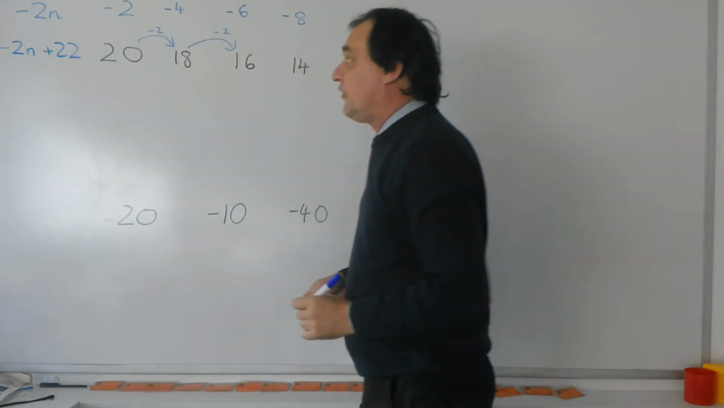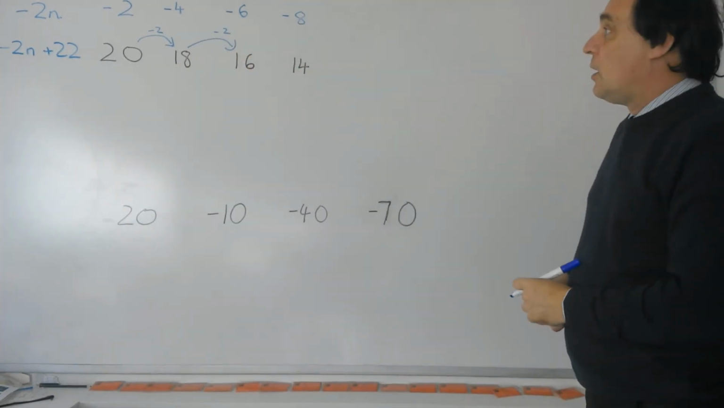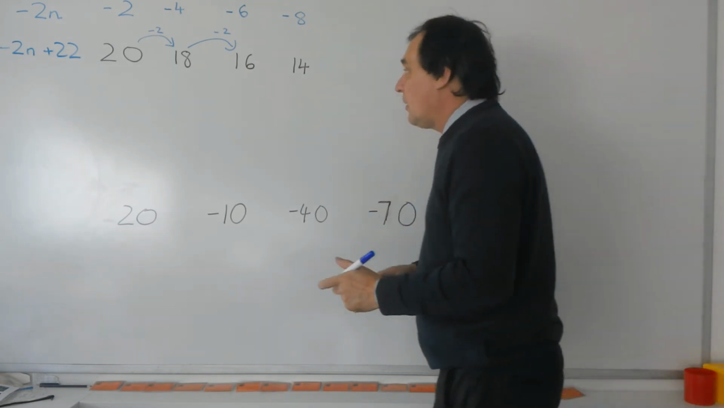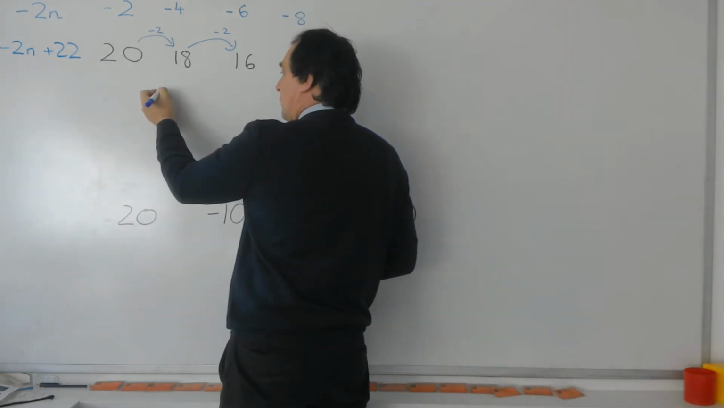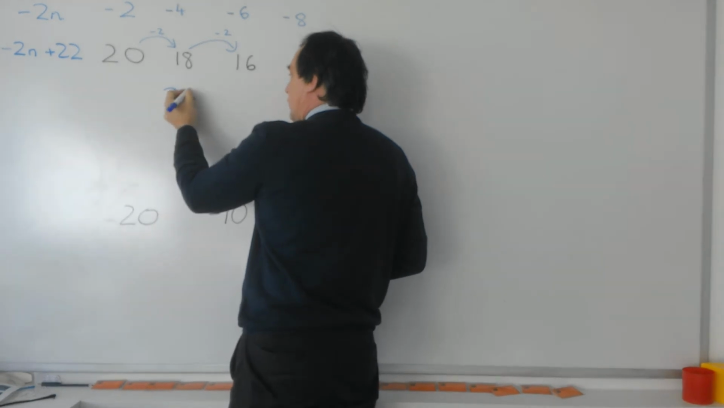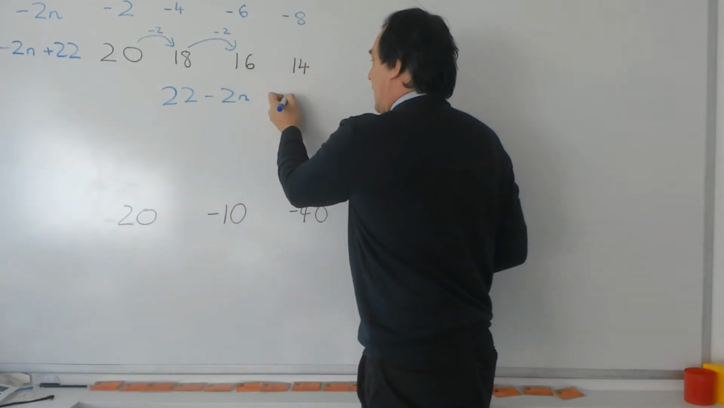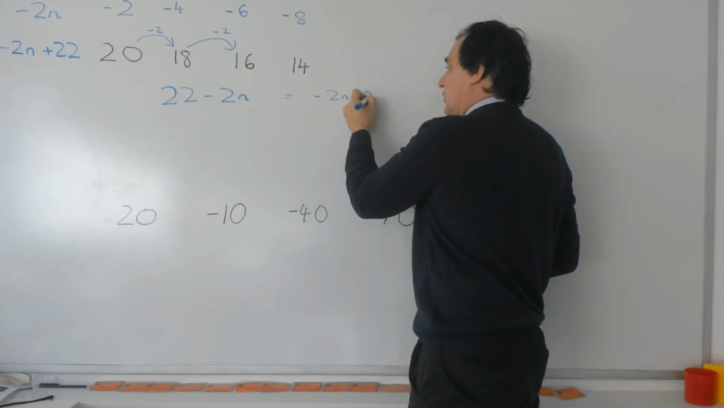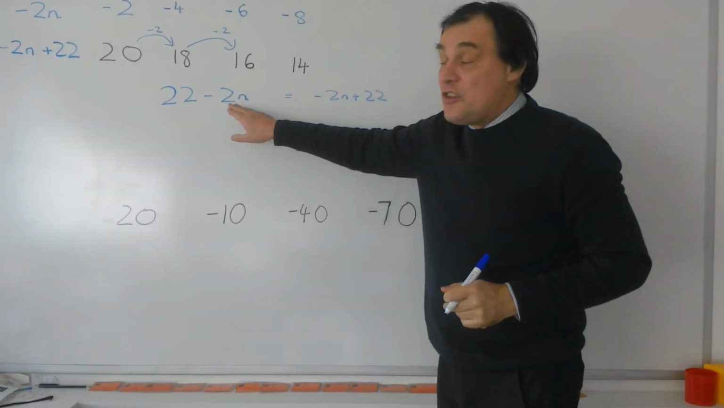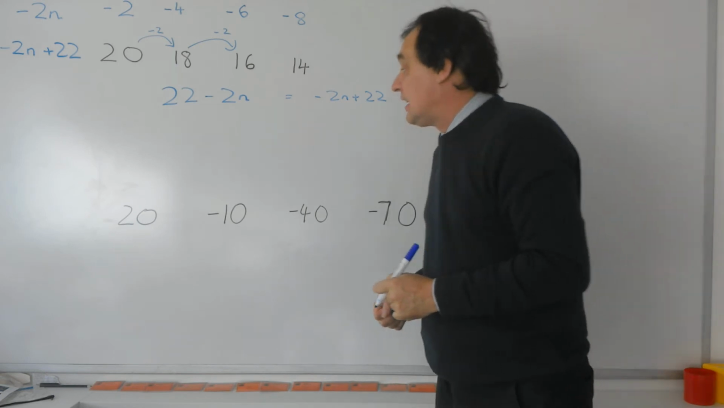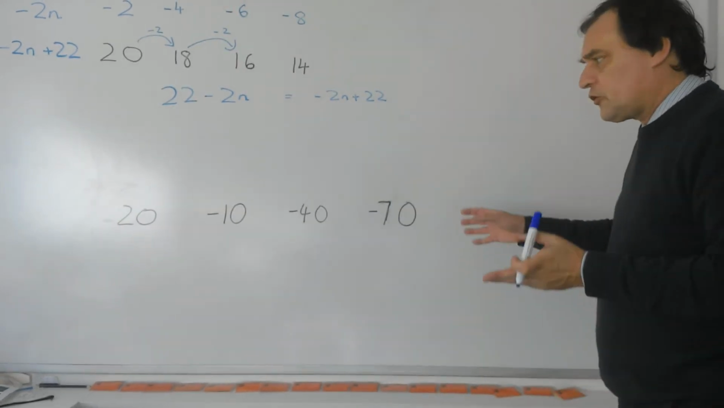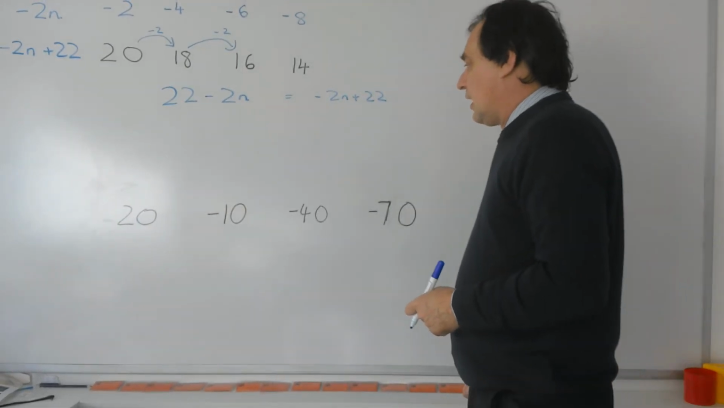So that's my nth term rule: -2n plus 22. Sometimes you can write it by swapping them round as 22 minus 2n. So that's allowed. It's exactly the same as our -2n plus 22. So that's how you write the rule for a sequence going down. Okay, let's just try one more just to get going.